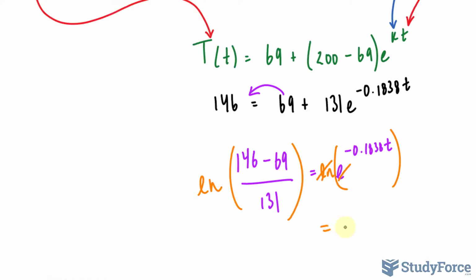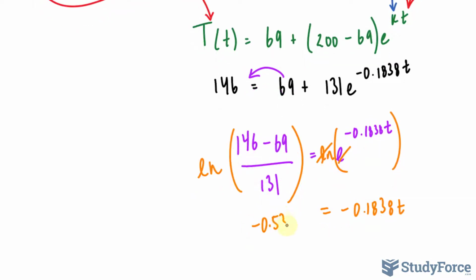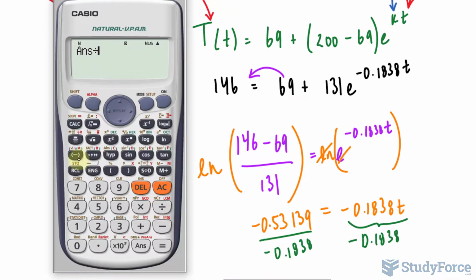On the right side, what remains is negative 0.1838 t and negative 0.53139 on the other. Divide both sides by this number, and we should end up with the time. Okay, let's go ahead and use our calculator. Dividing this by negative 0.1838, and we get a time of 2.89 minutes.